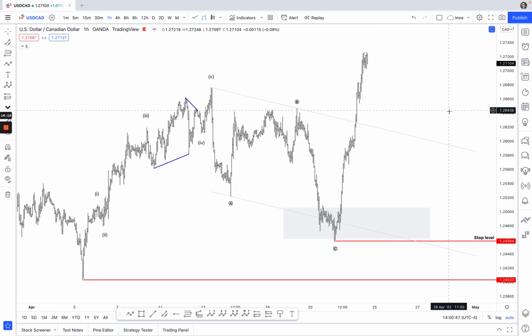Next video will be how we identify turning points in the market as we're looking for targets, either to the upside or to the downside, depending on whether we're going long the market or short the market.